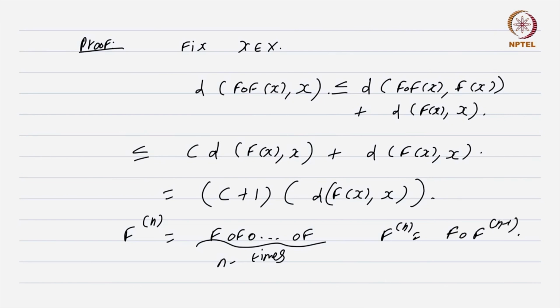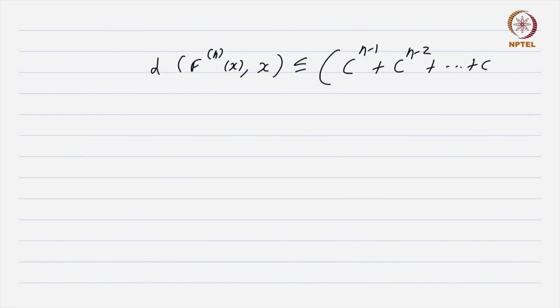Consider the iterates of f and let's look at what happens to the point x: d(f^n(x), x). Now you can apply a similar sort of argument that we have already done, and by induction you can conclude that this is less than or equal to (c^{n-1} plus c^{n-2} plus dot dot dot plus c plus 1) times d(f(x), x).